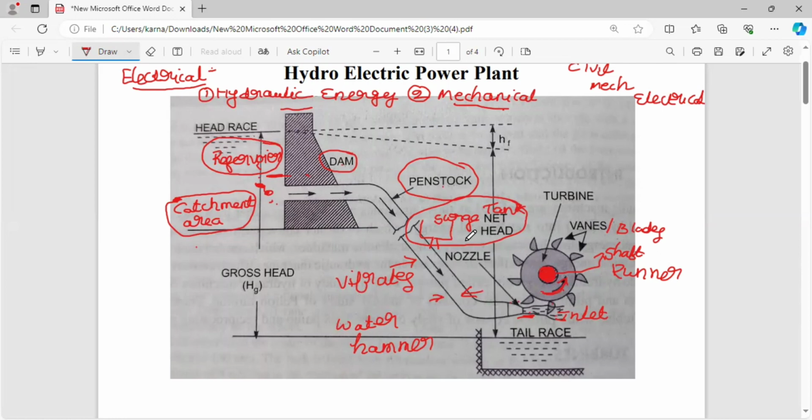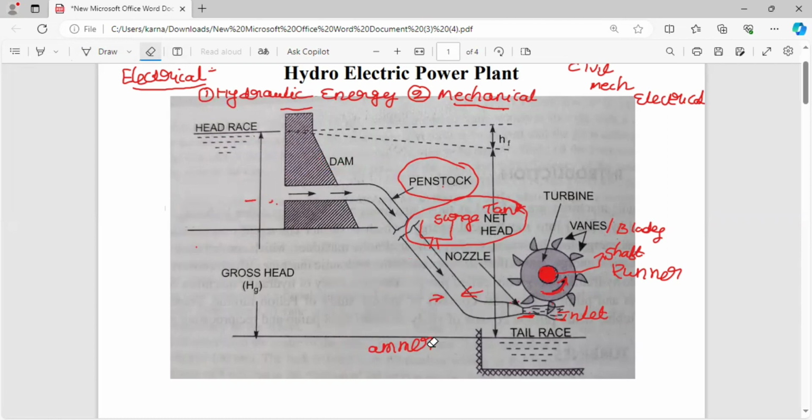Now let us move to the next components. Here three different terminologies are there. One is the head race. Head race is nothing but the top level in the reservoir; the top level in the reservoir is called the head race level. The bottom level in the reservoir is called the tail race level. This is the tail race level.